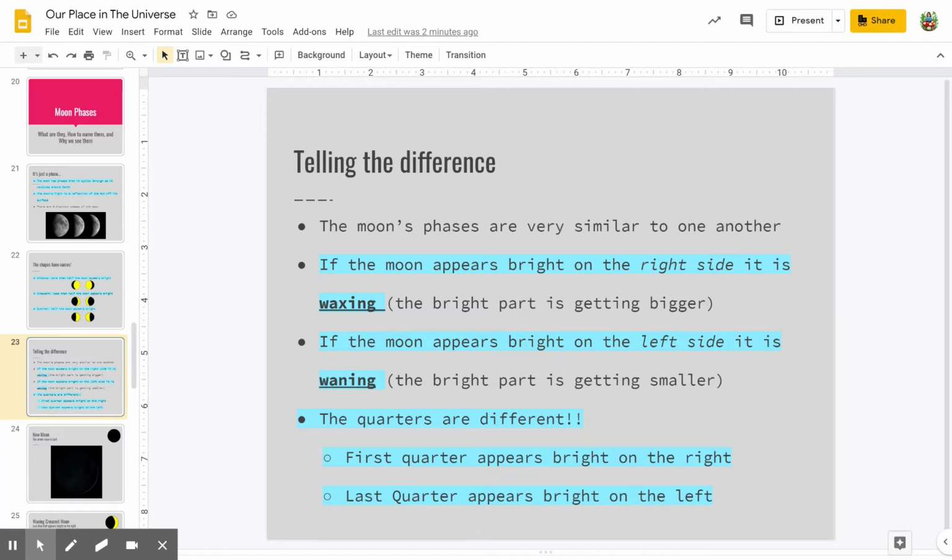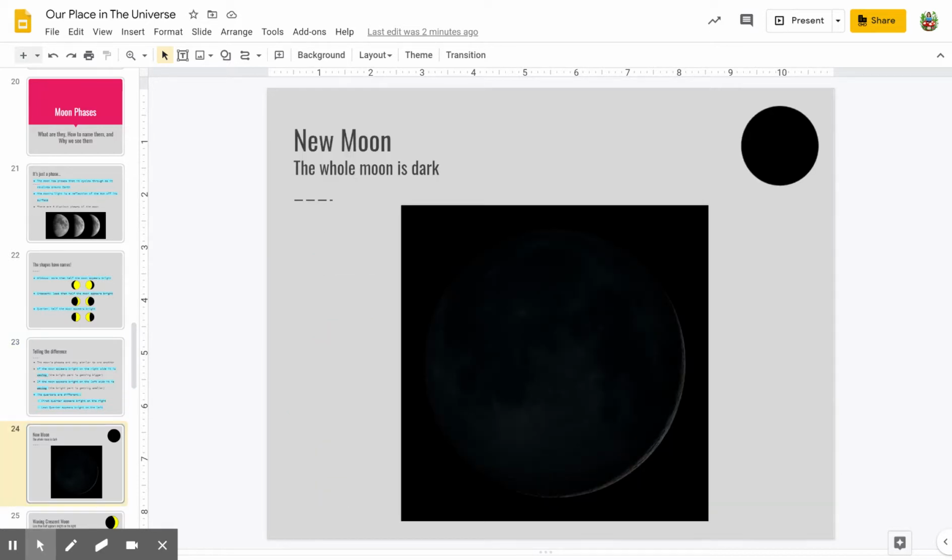All right? Now, we name the quarter moons just a little bit different than that. The first quarter moon is bright on the right-hand side, and the last quarter moon appears bright on the left-hand side. Okay? So, we are going to go through each moon phase and talk about what they look like to us. So, the first one we're going to talk about is a new moon phase.